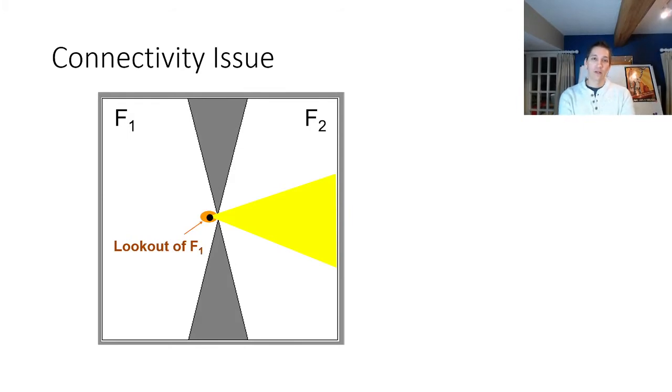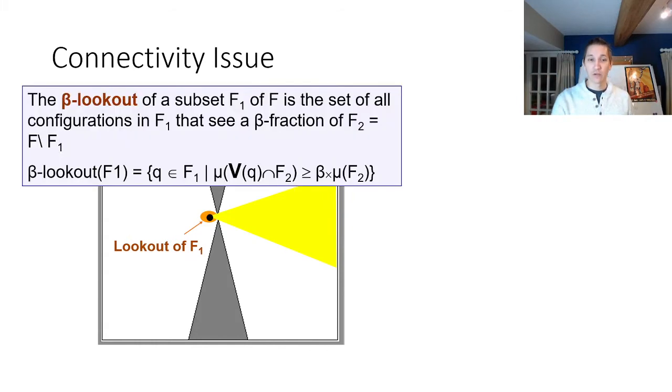So what we're going to define is a notion called a lookout set. If we were to take a division of our free space into two different partitions, the lookout set of one partition is going to be the set that can see a fairly large part of the other partition. More formally, if we say beta is a parameter from 0 to 1, the beta lookout of a subset of the space is the set of all configurations in that subset that can see a beta fraction of the complement of that subset.